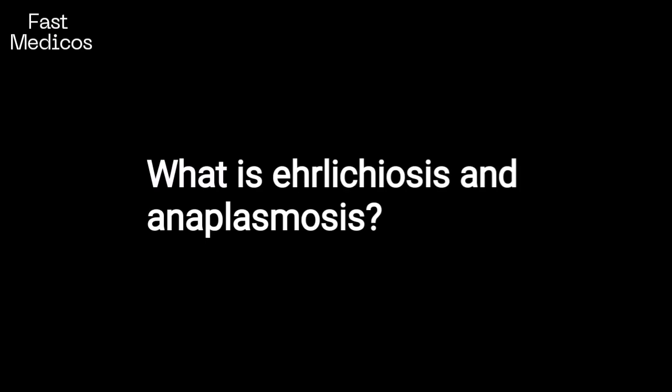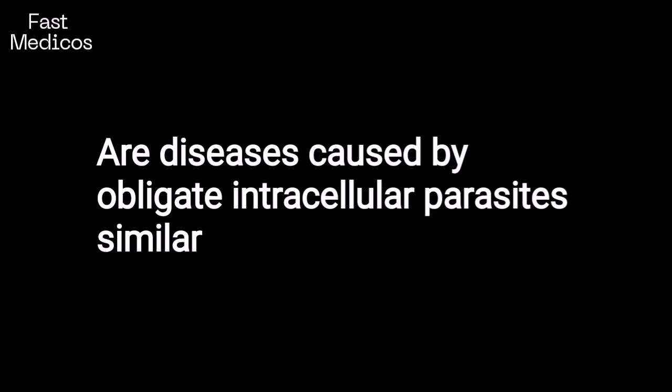92. What is ehrlichiosis and anaplasmosis? Ehrlichiosis, monocytic, and anaplasmosis, granulocytic, are diseases caused by obligate intracellular parasites similar to the bacteria Rickettsia.